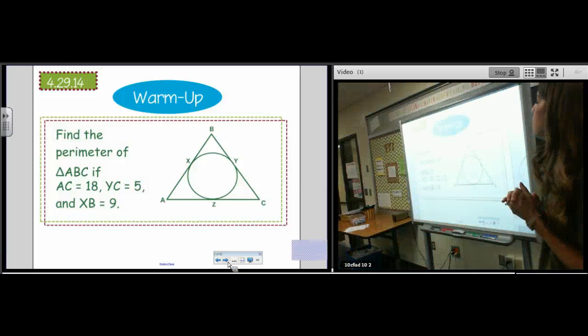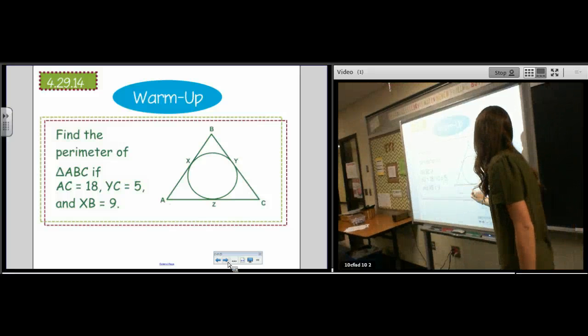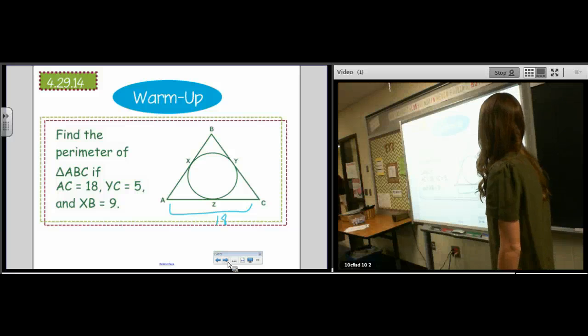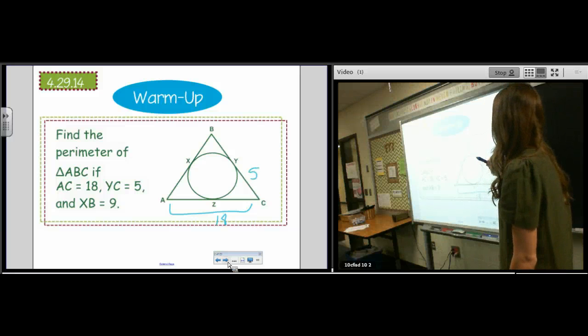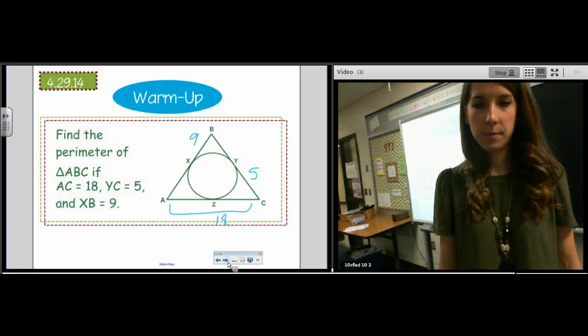Find the perimeter of triangle ABC if AC is 18, YC is 5, and XB is 9.